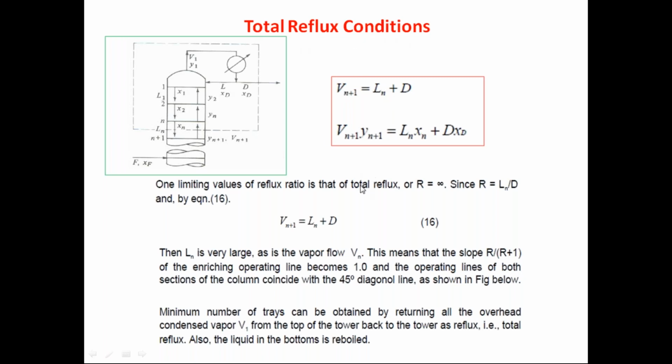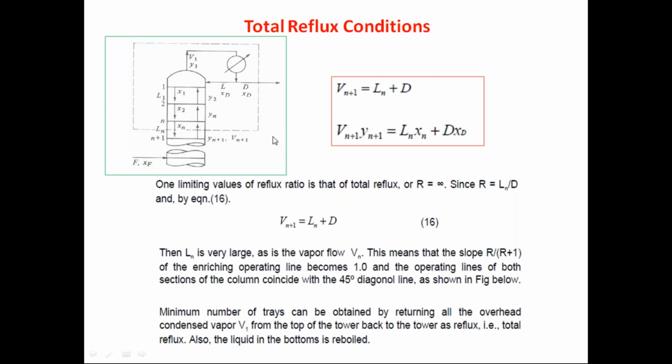So what is the R in that case? R will be, because when the D is 0, your R will be infinite, because R is equal to Ln by D. So R will become infinite. So if the reflux ratio is infinite, then you can say that total reflux condition is prevailing in the distillation column.